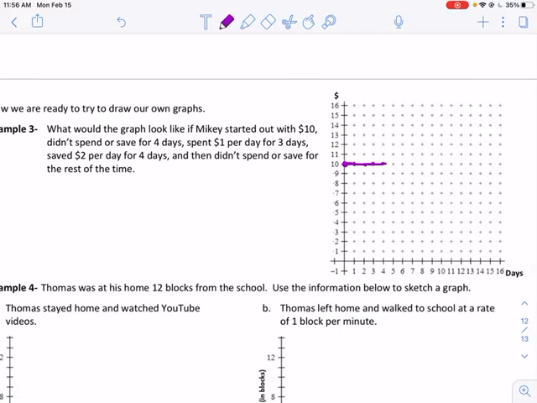Then spent $1 per day for 3 days. So if he spent money, it's going down in his bank account. So I'm going to spend $1 per day for 3 days.